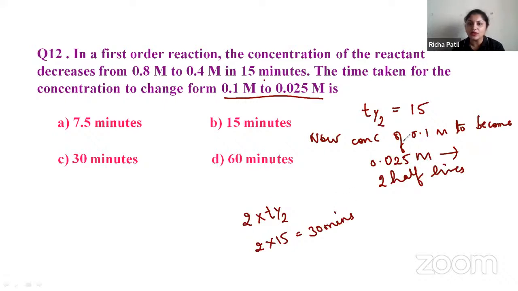So if you want to decrease the concentration from 0.1 to 0.025, it will take 2 half lives. So you have to multiply T half into 2, and you get 30 minutes. So the answer is C. Yes, most of you have answered it C.